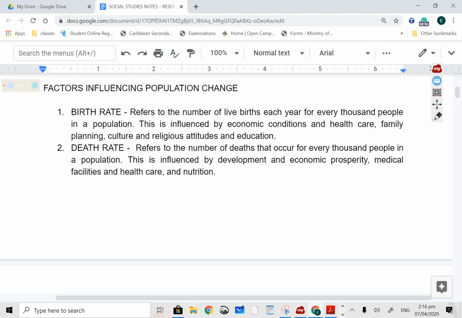right? If there's family planning, meaning that they would have access to certain things that would restrict the amount of children that they would make, and basically their culture, right? Religious attitudes, because some religion may restrict people from having abortions, etc. In terms of education, it could be pertaining to women and men as well, but mainly women who are educated and seek to get into the workforce.